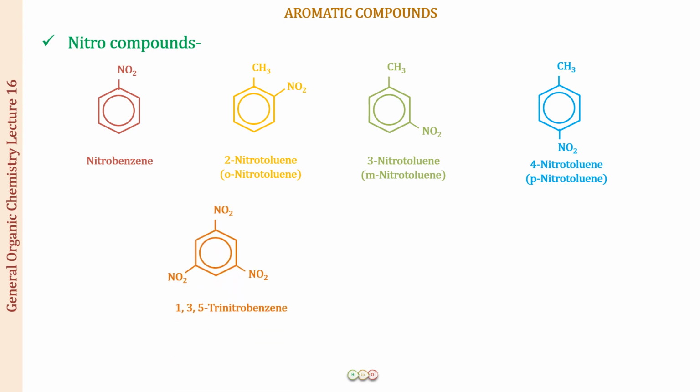The next we have is 1,3,5-trinitrobenzene. And in the next structure, which is a very important compound, it is an explosive, we have toluene, and at position number 2, 4 and 6 we have the nitro groups.